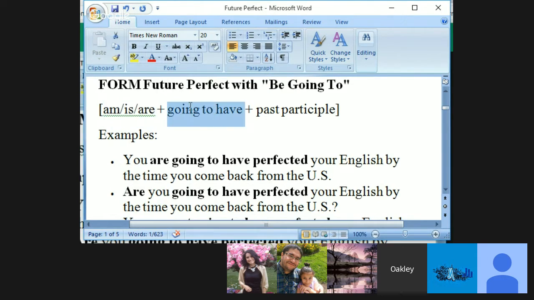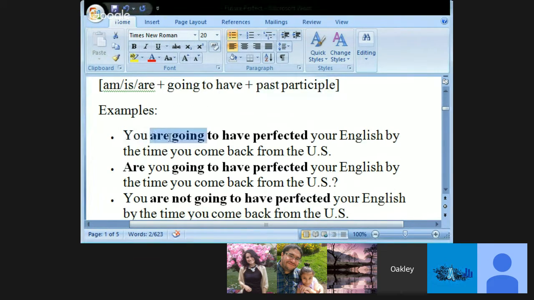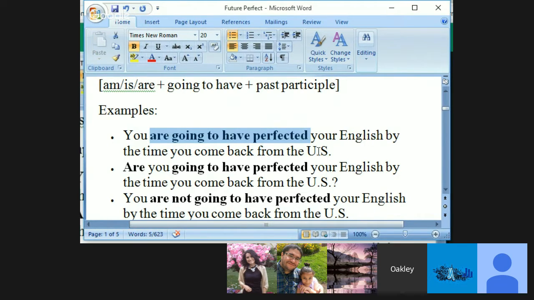And then this entire auxiliary construction, going to have, is always the same. And then your main verb, the past participle of your main verb. Same thing, subject first, and then the entire verb construction for an affirmative sentence. You are going to have perfected your English by the time you come back from the US.